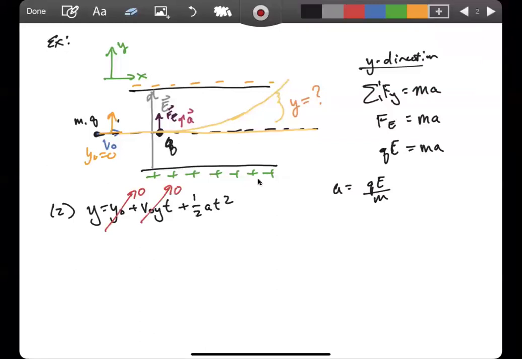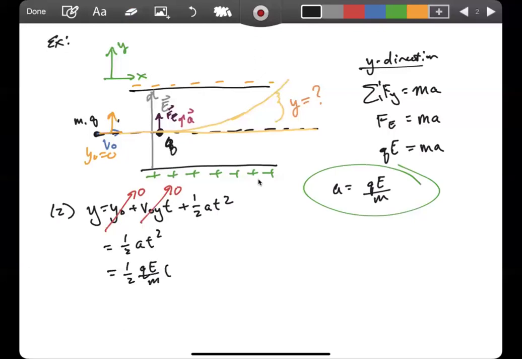So our deflection is going to be equal to 1/2 the acceleration times time squared, where my acceleration is simply given by this guy. Plugging that in, this becomes 1/2 QE over m times time squared. So to find the amount that it would be deflected, all I need to know is the amount of time it spends inside of the plates. What is the amount of time it spends between the plates?